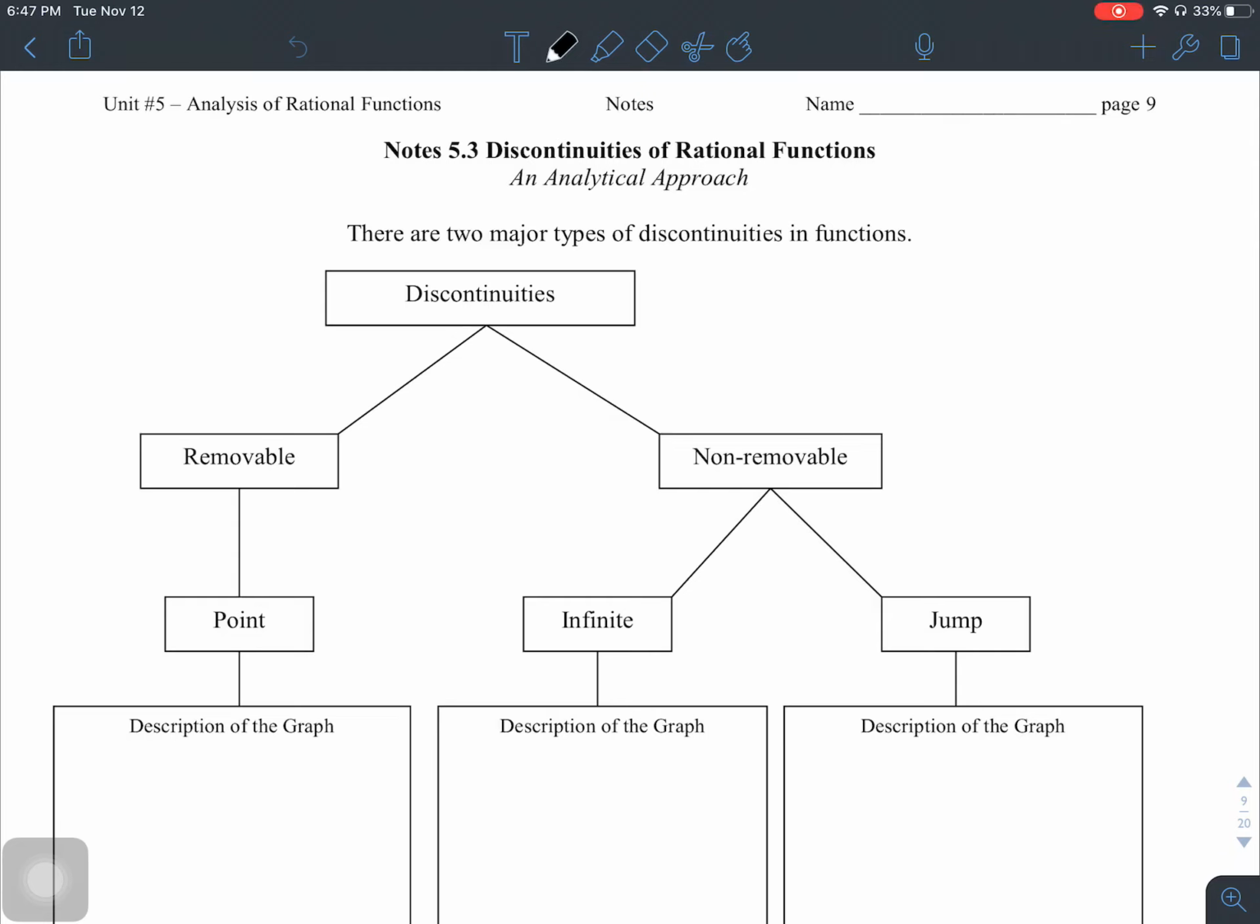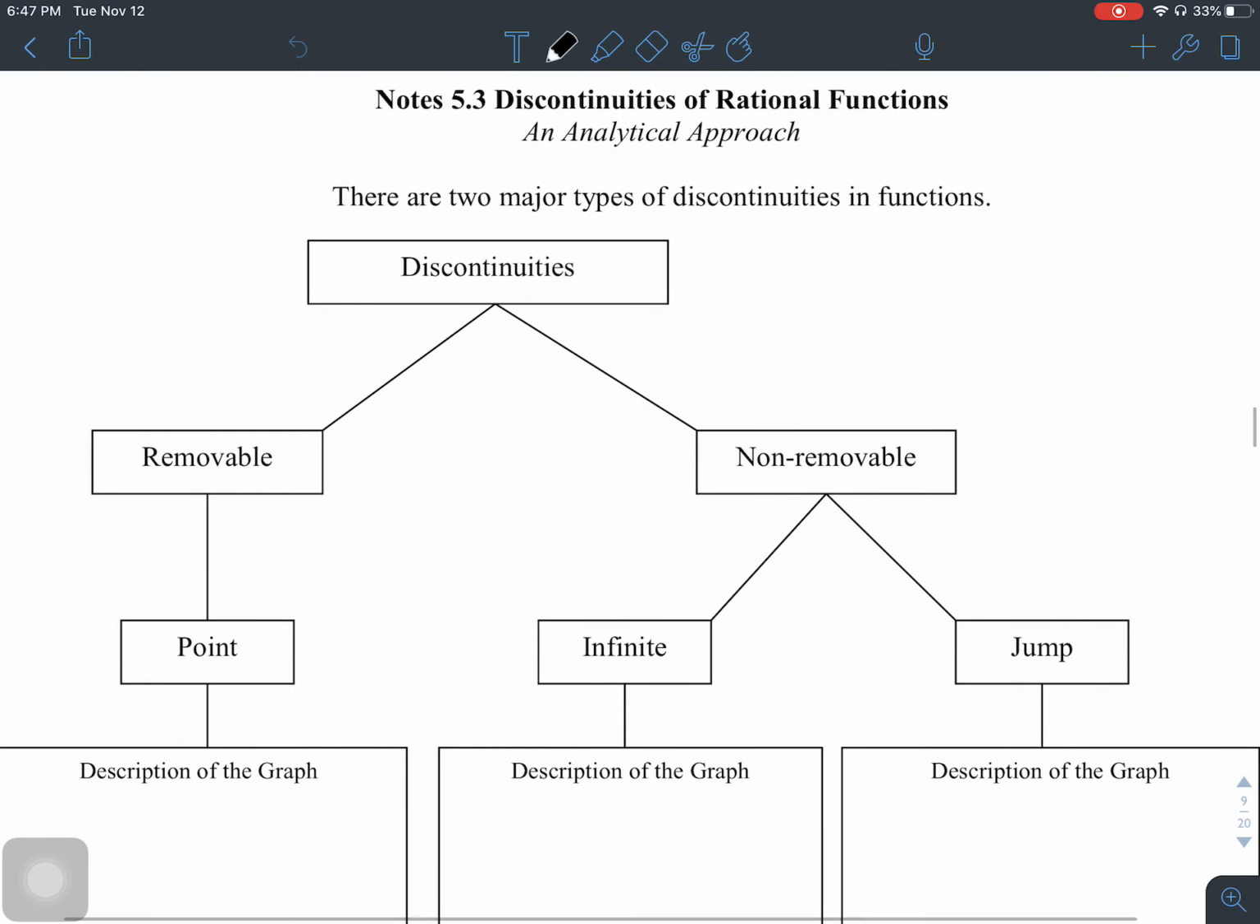This is pre-AP pre-calculus. This is note section 5.3, discontinuities of rational functions, an analytical approach. There are two major types of discontinuities in functions. Remember that discontinuities come when the good old denominator is set equal to 0.